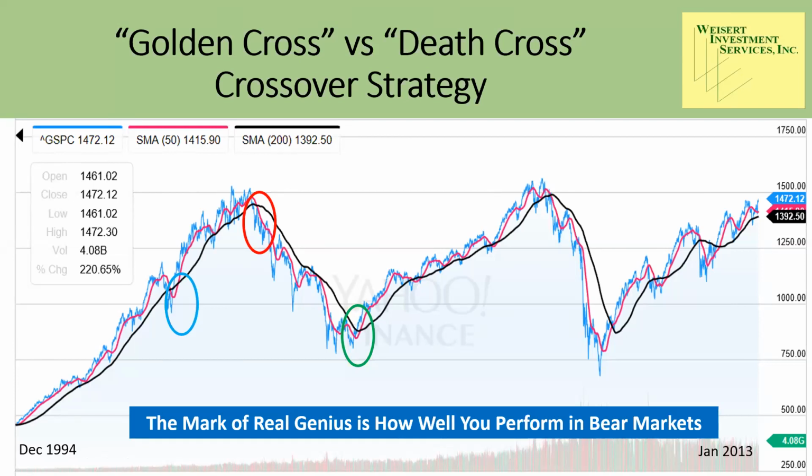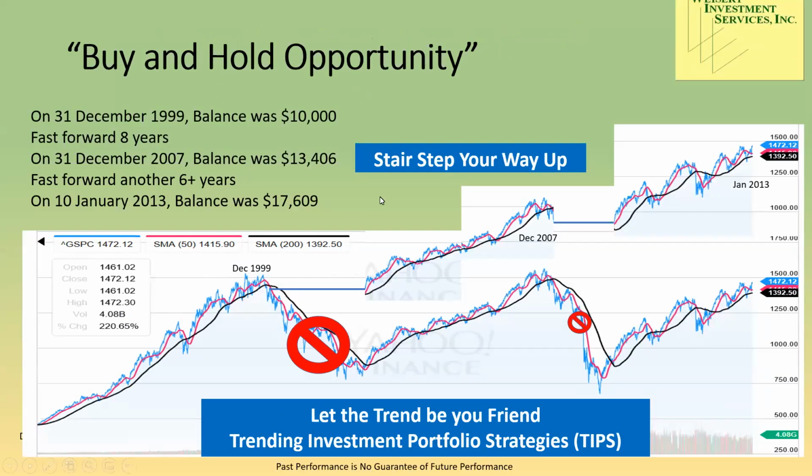Now, how would it look if I got out at that very first red circle and moved into cash? What you'll see here next is basically a stair step your way up. And with investing, it takes time, patience, and persistence. So instead of having $10,000 and having that same $10,000 13 years from now, you can see how we stair stepped it up by avoiding the 2000 bear market. It increased up to $13,406. And then if we avoided the second market, it went up to $17,609, much better than the $10,000.